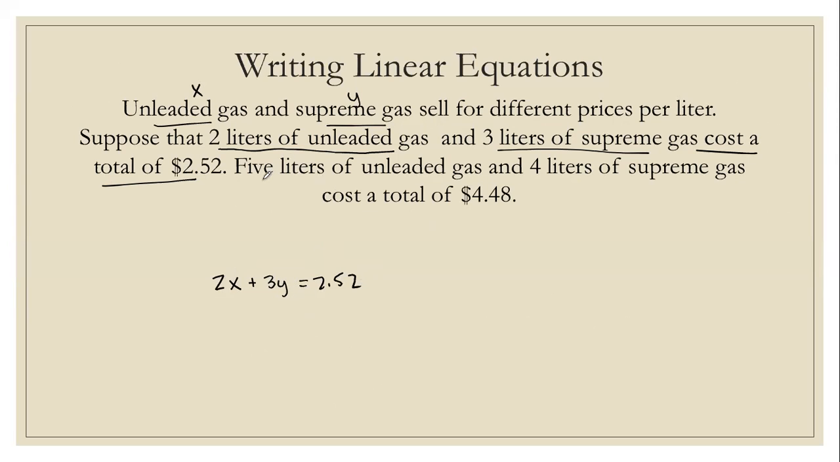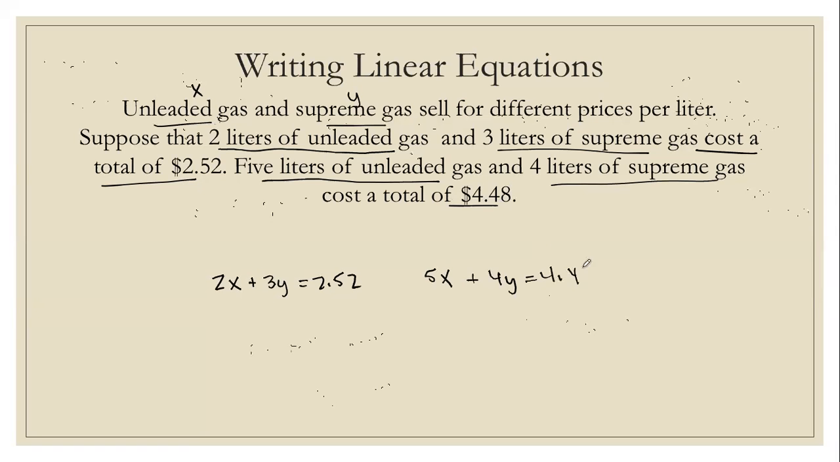Okay. 5 liters of unleaded gas, new equation now. So 5x and 4 liters of supreme gas, plus 4y, equals $4.48. And I'm done. Here are my 2 equations. Okay, so the big part here was knowing how to write the equation. Next class, we'll focus on how to solve it now that I have my equations, okay? But we needed to take a whole day to look at how to even write the equation from the word problem.